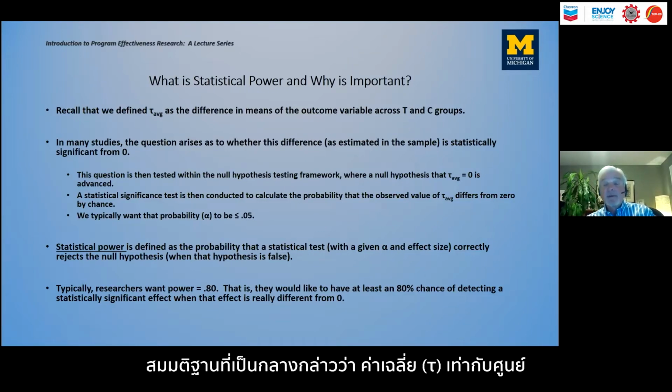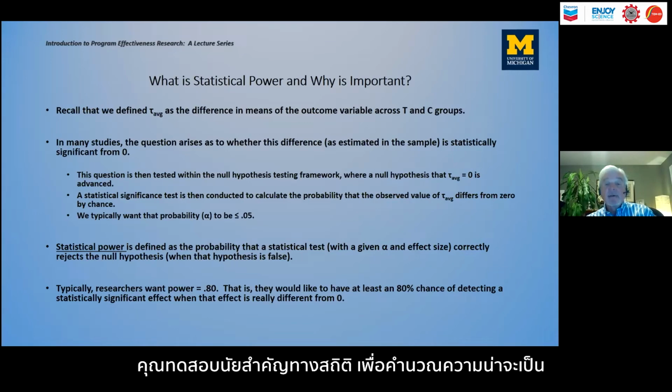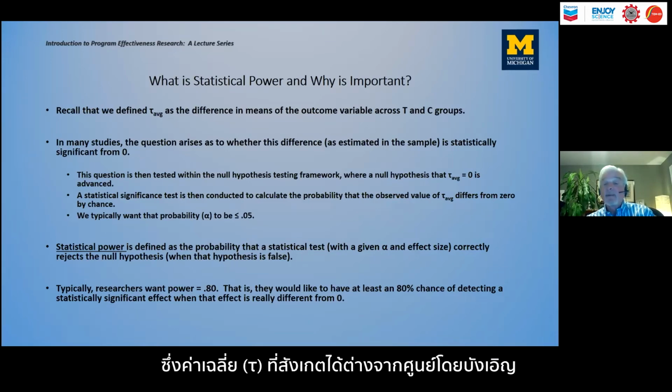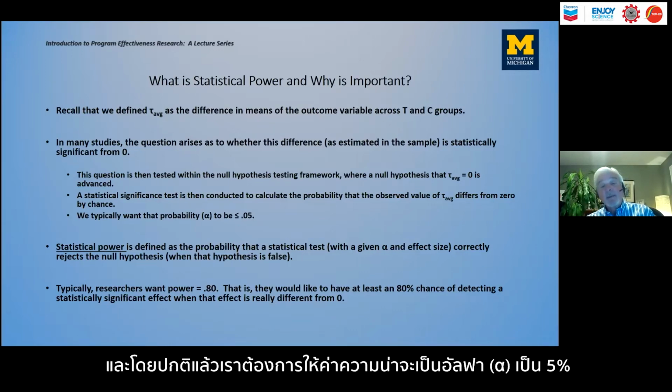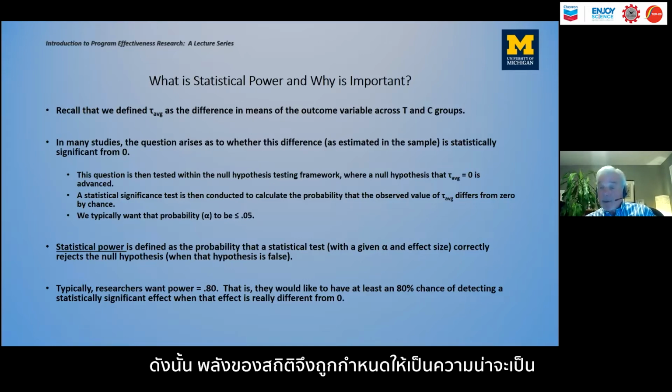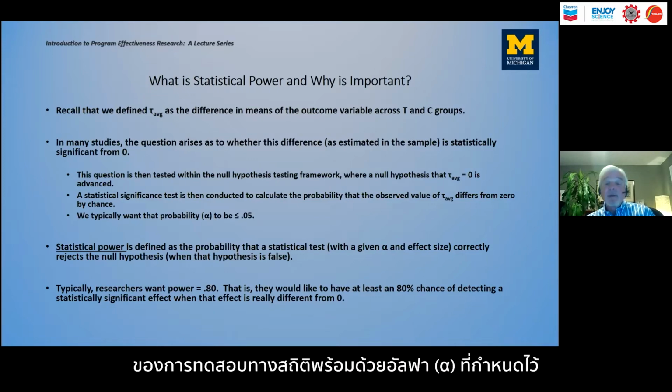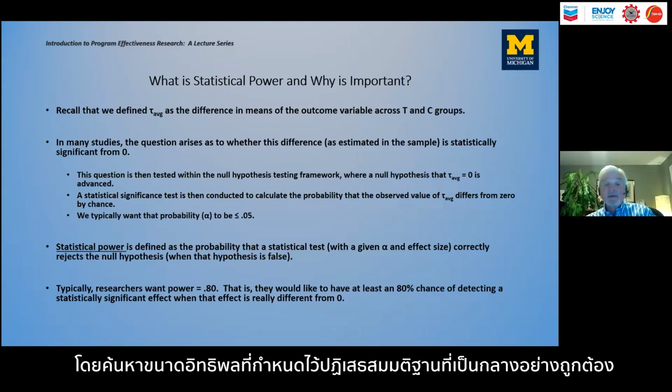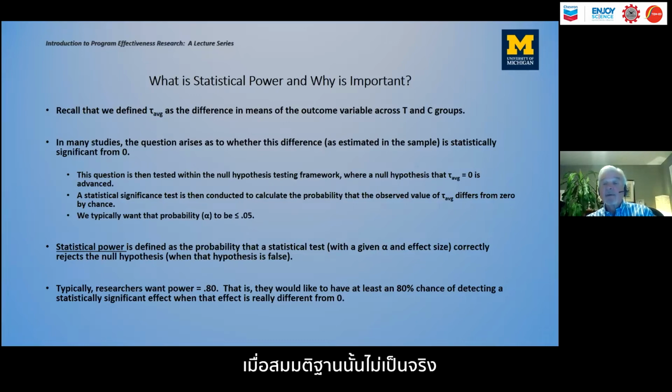The null hypothesis is that tau average equals zero. You conduct a statistical significance test to calculate the probability that the observed value of tau average differs from zero by chance, and we typically want that probability, alpha, to be 5%. So statistical power is defined as the probability that your statistical test with a given alpha searching for a given effect size correctly rejects the null hypothesis when that hypothesis is false. That's the definition of statistical power.